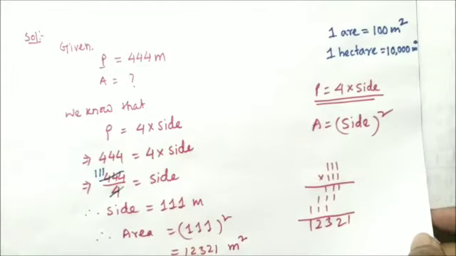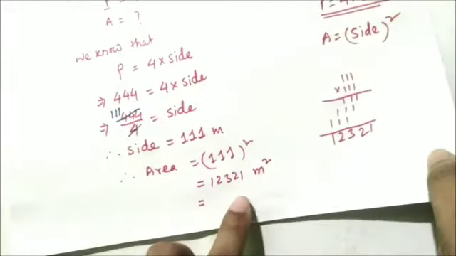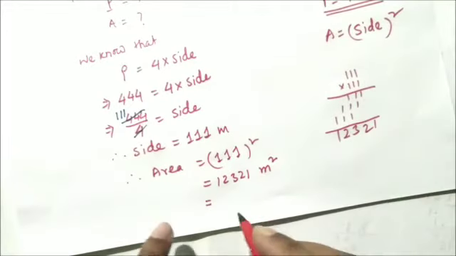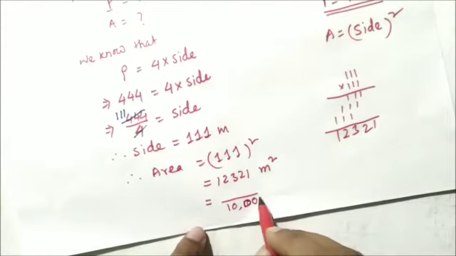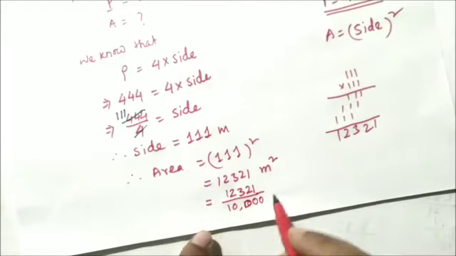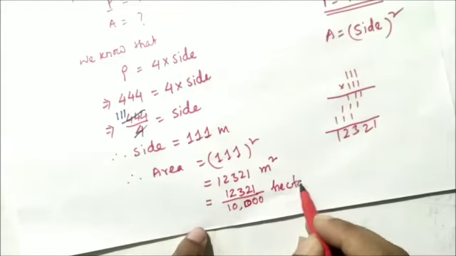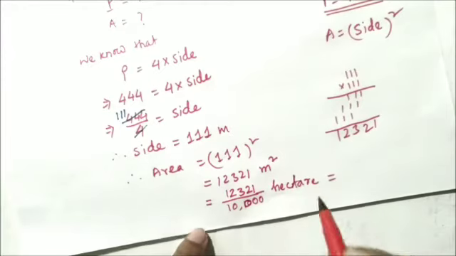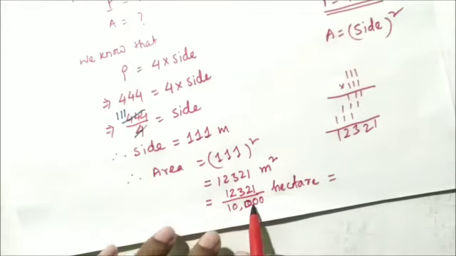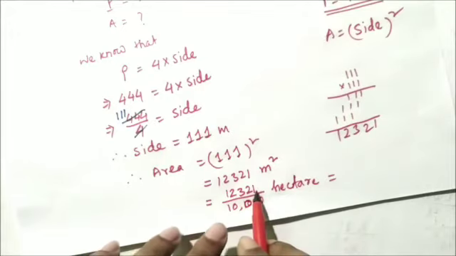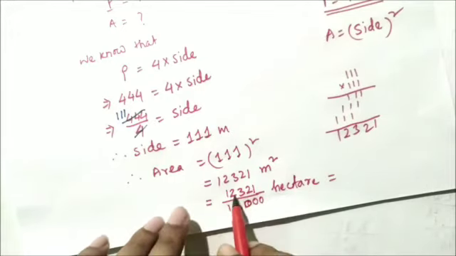So to convert the square meter into hectare, we have to divide it by 10,000. We will divide this square meter by 10,000 to get the unit as hectare. If you do so, 4 zeros are there, and whenever there are zeros, you just need to move the point from the end by that many places.